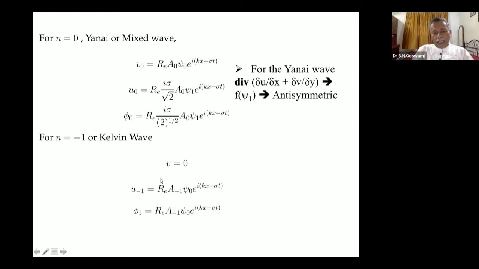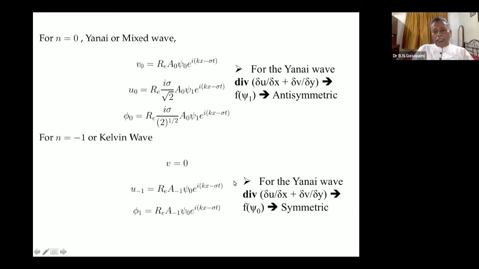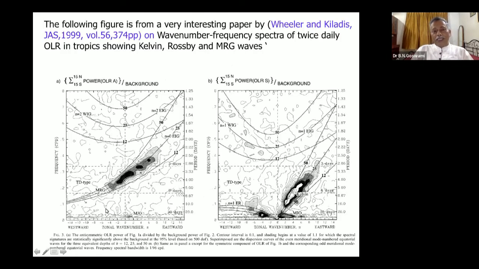On the other hand, for the Kelvin wave, V is 0, and U and phi are symmetric, therefore the divergence will also be symmetric about the equator. So these are properties that were required to understand the inertia gravity waves, the mixed Rossby gravity waves being antisymmetric, and the Rossby waves and Kelvin waves being symmetric.